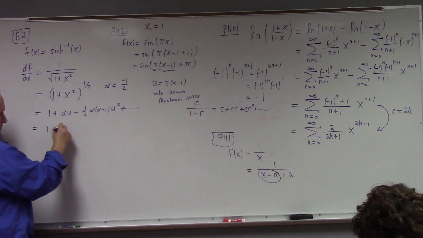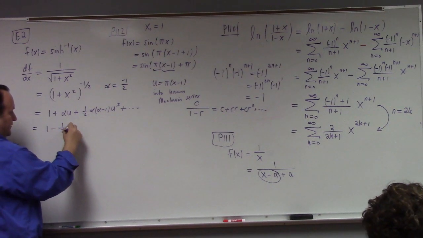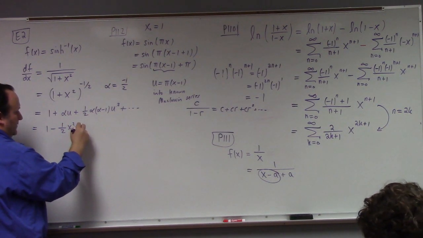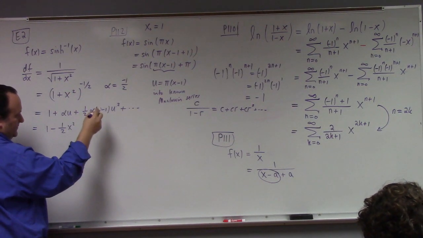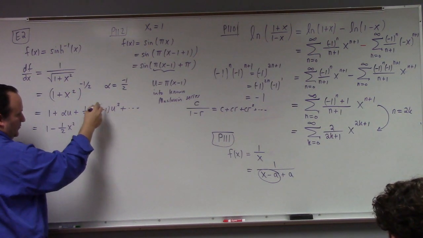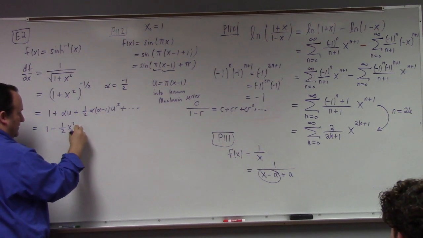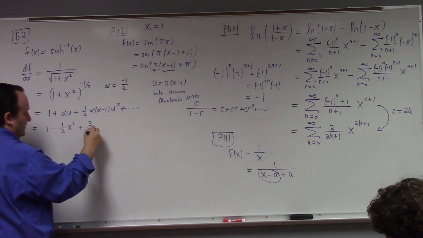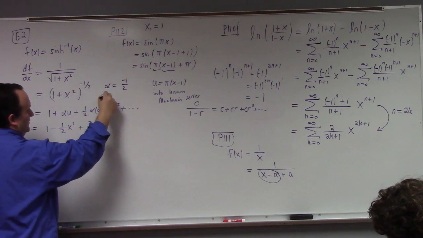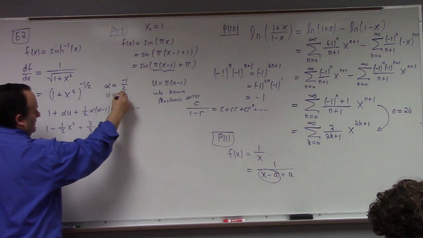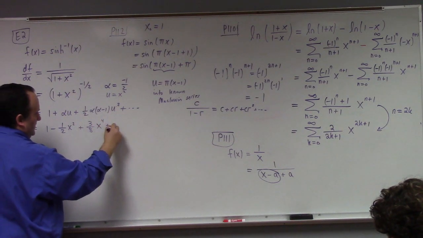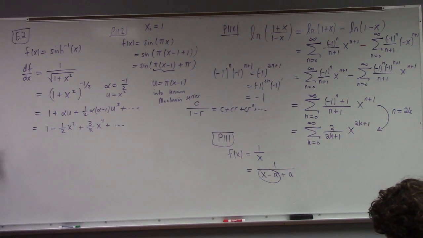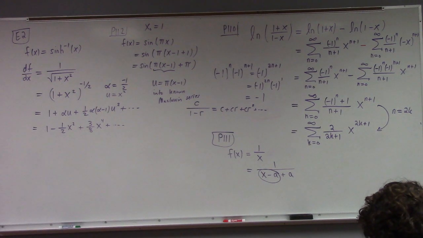1 minus 1/2 x squared. So what's minus 1/2 minus 3/2? So that's a plus, right? 3/4, but that's 3/8, I think. Plus 3/8 u squared. Here u is equal to x squared, right? So x to the 4th plus dot dot dot. Now is that the power series for the function? It's not. It's the power series for the derivative.